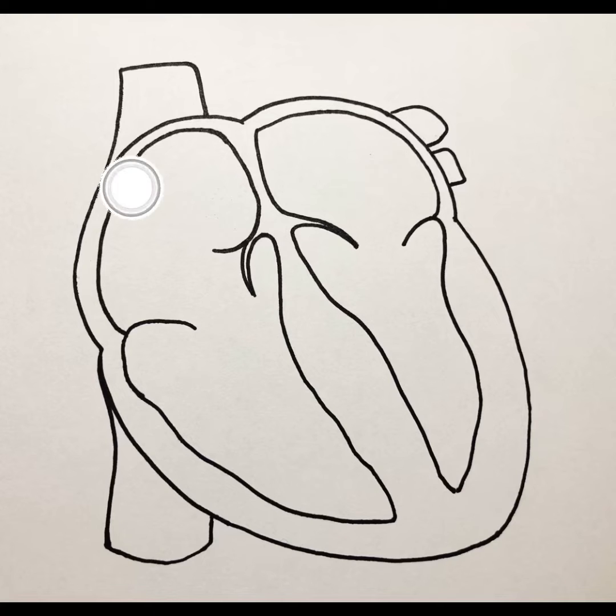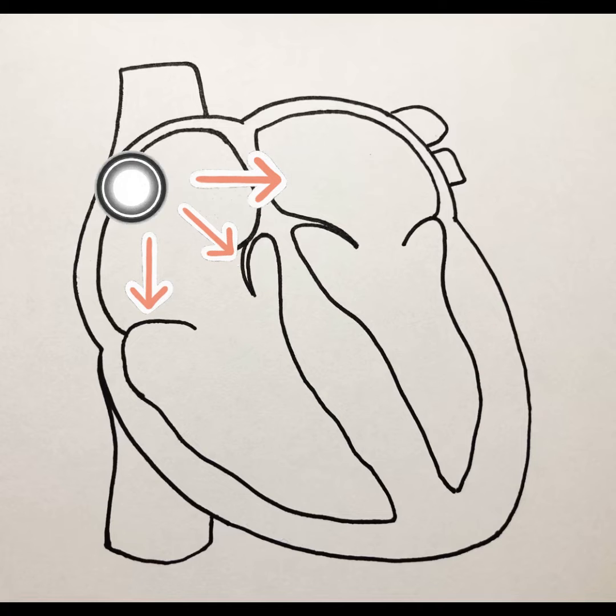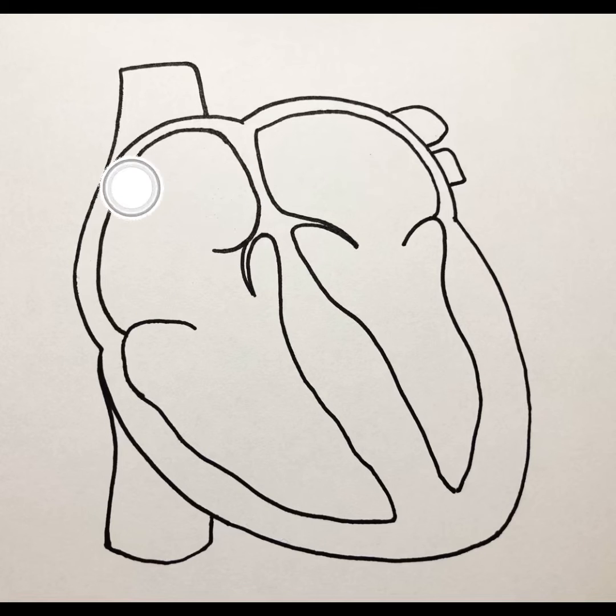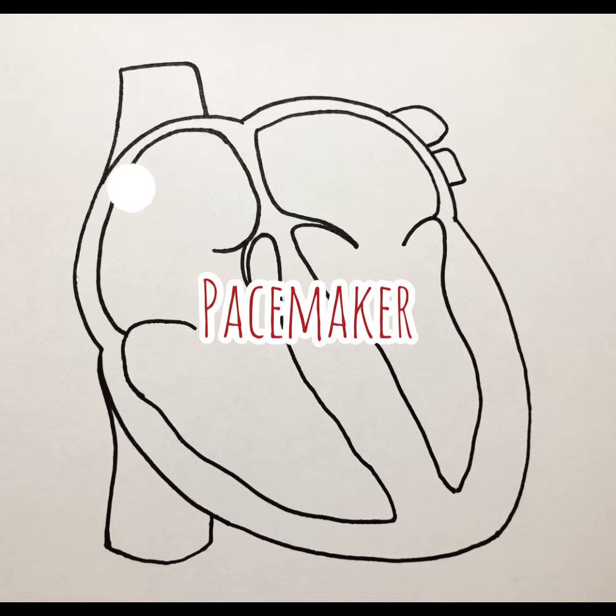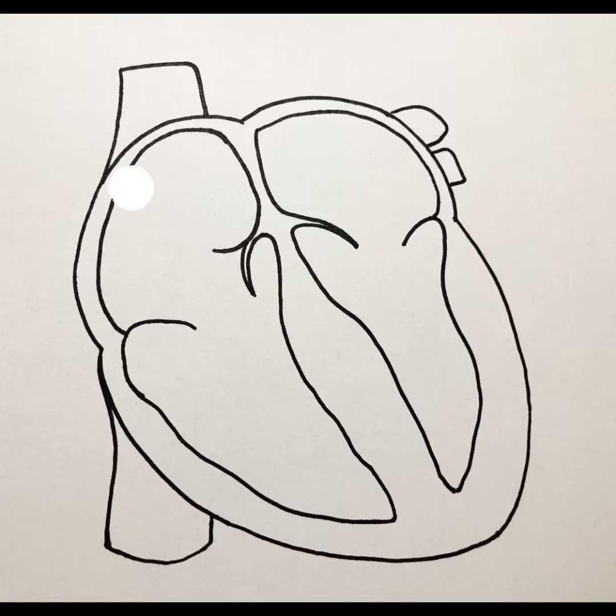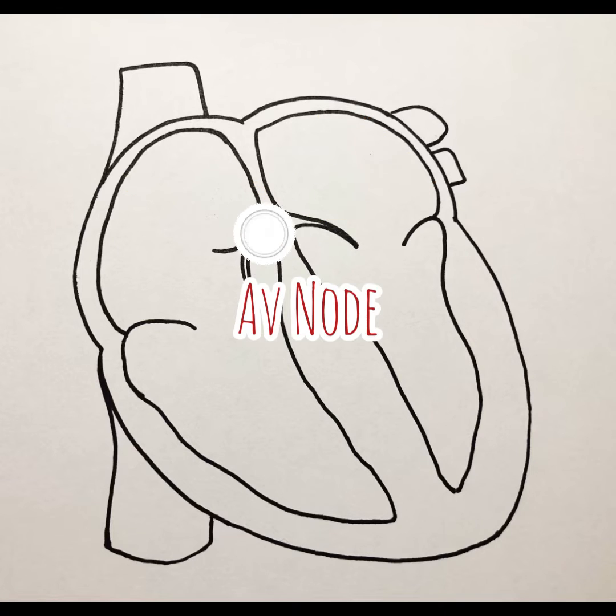The sinoatrial node, or SA node, is located in the right atrium near the superior vena cava. It initiates the action potential for the heartbeat, which is why it gets the name the pacemaker. The signal from the SA node then spreads throughout the left and right atria by way of the myocardium and stops at the atrioventricular node, or AV node.